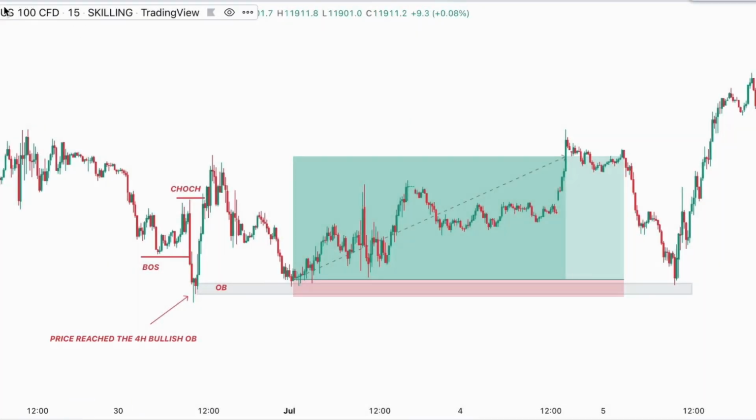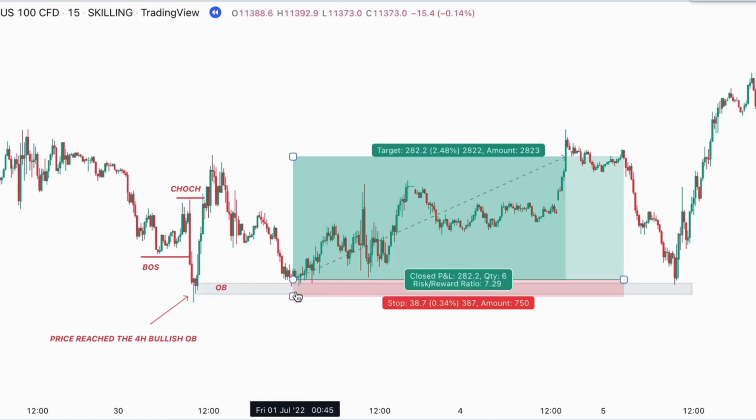Now we switch the time frame to 15-minute. We have a bullish change of character. When price retested the 4-hour bullish order block, we can take a long entry once price reaches the 15-minute order block, with a risk-reward ratio of 1.7.